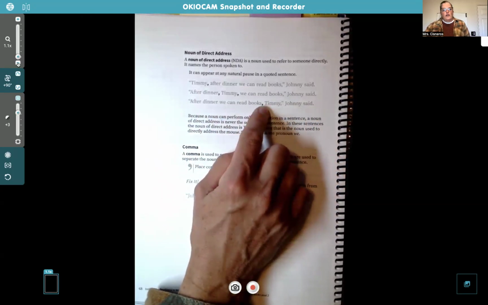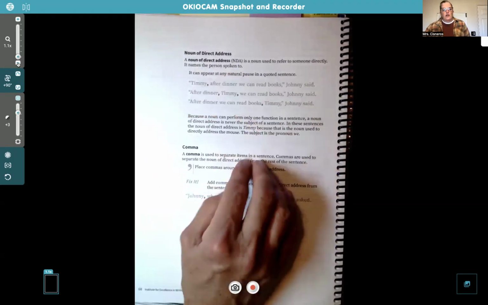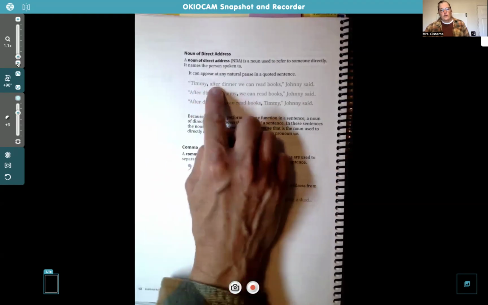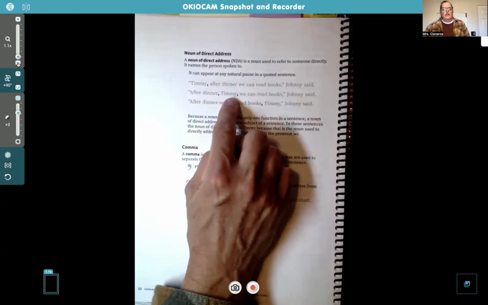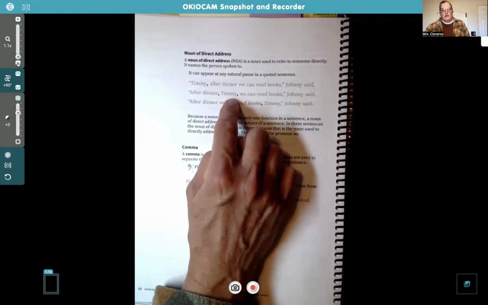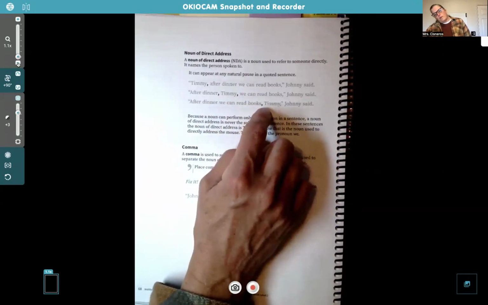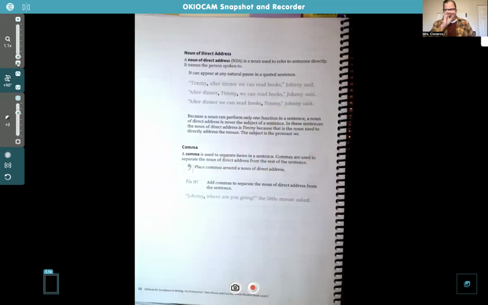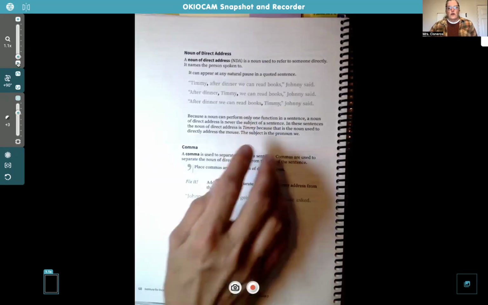So I want you to also notice the commas. They talk about this a little bit more down here, but you can see Timmy, comma, and then the rest of the quote. Here it is in the middle with commas around Timmy, and at the end with a comma right before Timmy. So that's the rule with noun of direct address. When a character in a story is speaking directly to someone and they're calling them out by their name, it is called a noun of direct address. Okay.